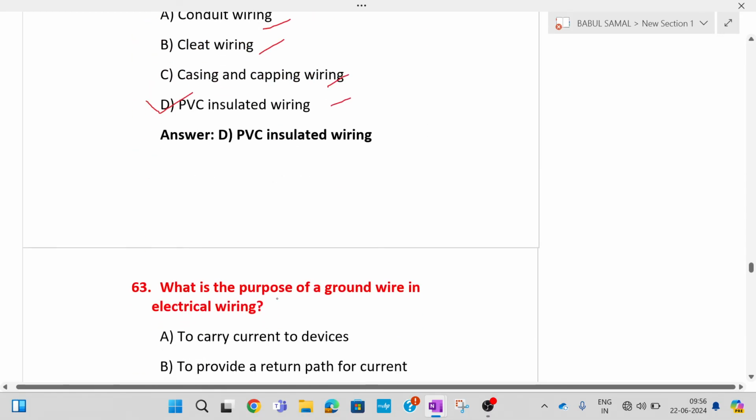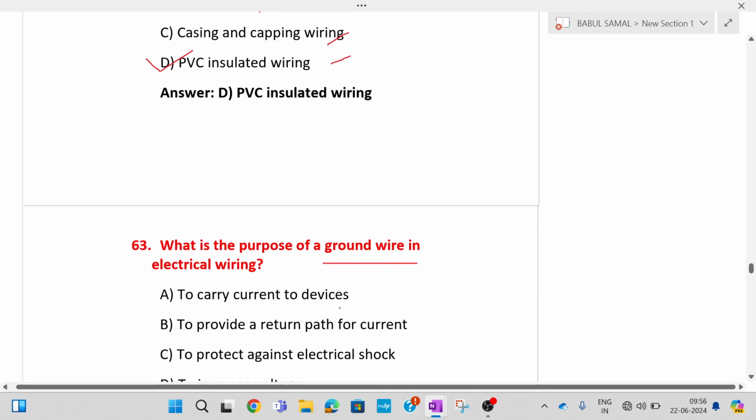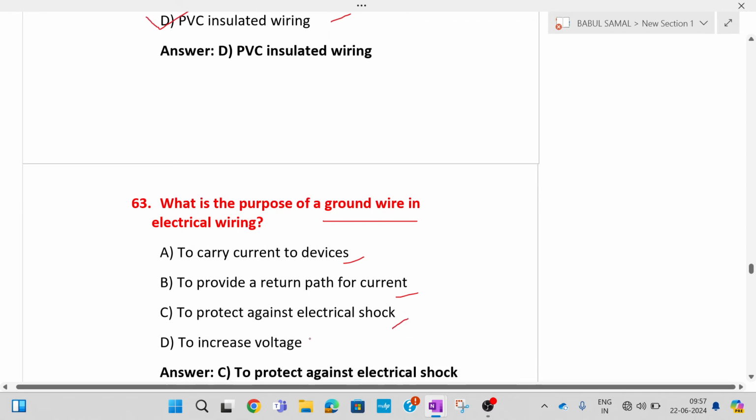Next question. What is the purpose of ground wire in electrical wiring? Very very important. To carry current to devices, to provide a return path for current, to protect against electrical shock, to increase voltage. So definitely the work of the ground wire is to protect from electrical shock. To protect against electrical shock.